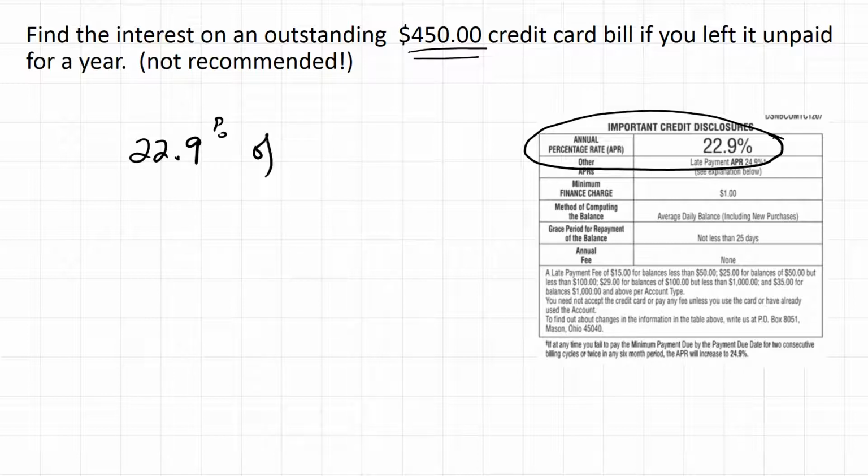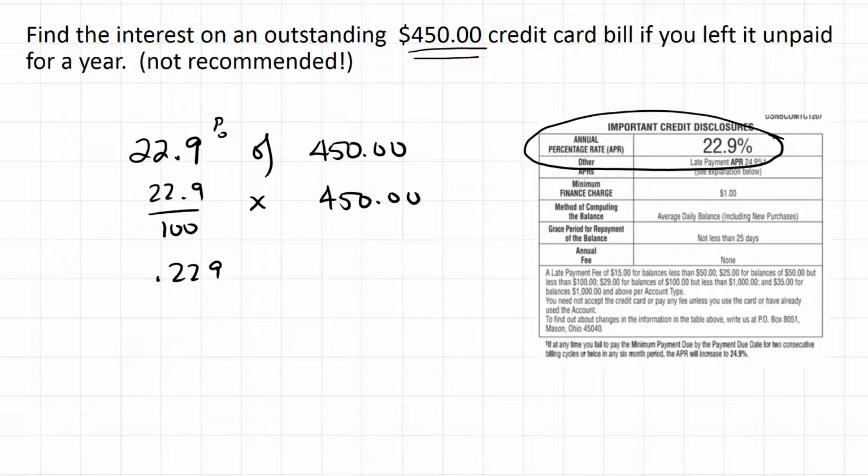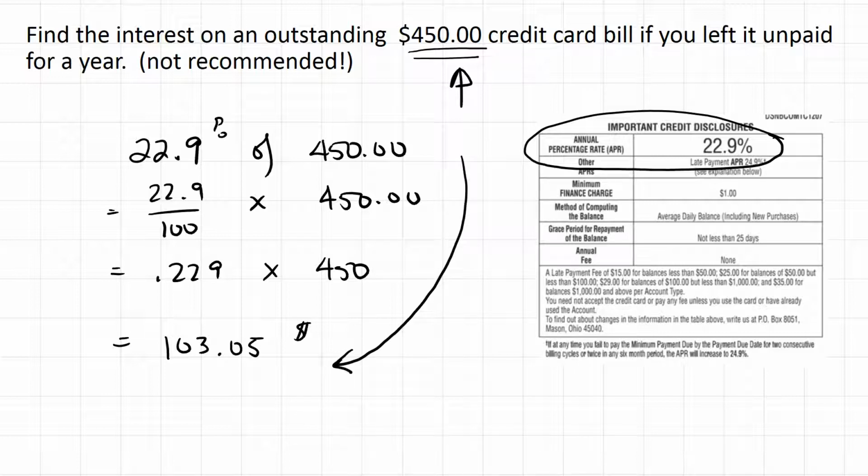22.9% of 450. So that would be 22.9 out of 100 times $450. So 0.229 times 450, which equals $103.05. So on a bill of $450, you would pay an extra $100 because you didn't pay the bill on time. So that's why we don't recommend that.